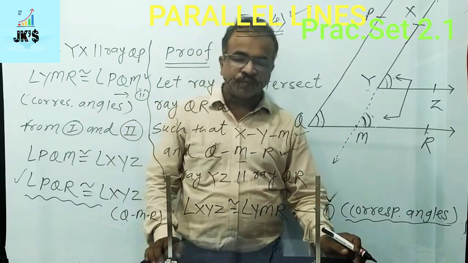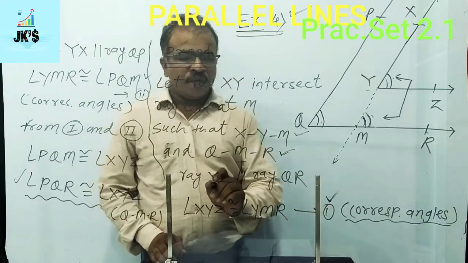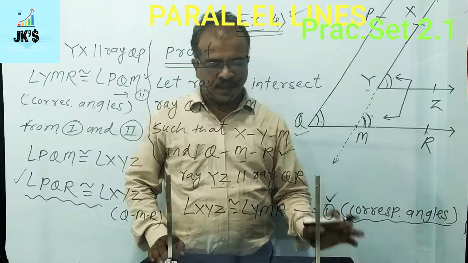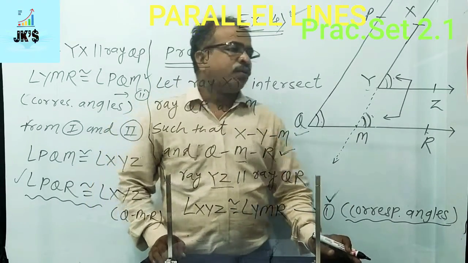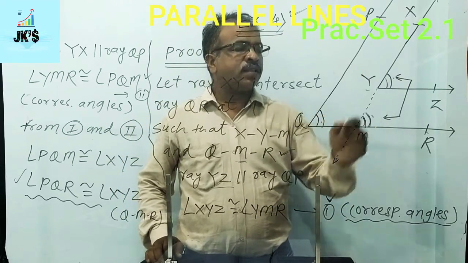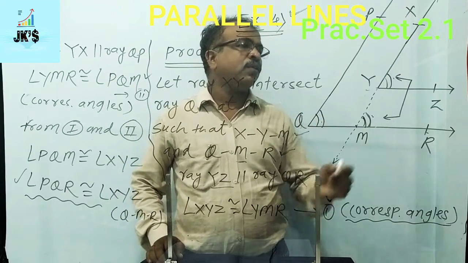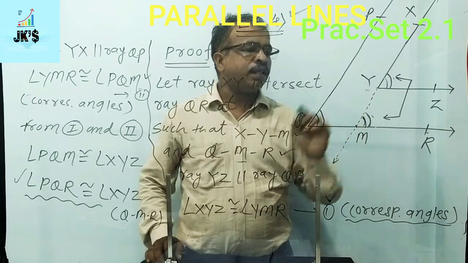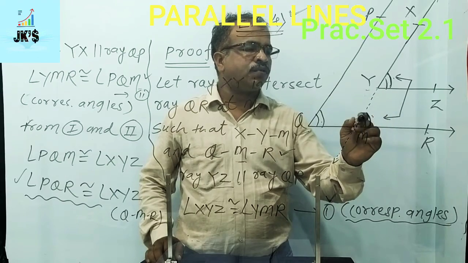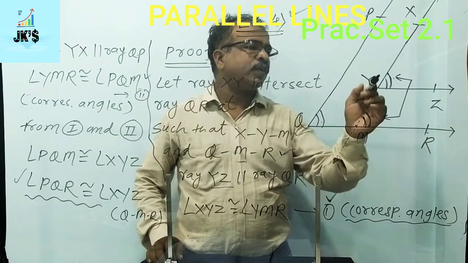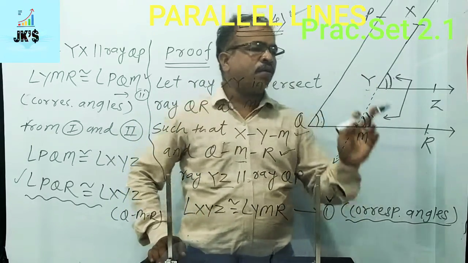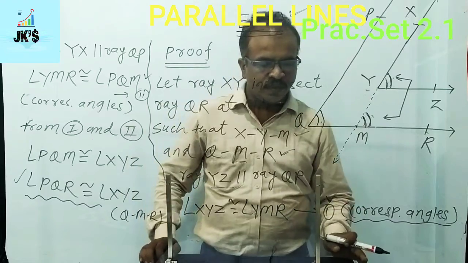So friends, ray YZ is parallel to ray QR, it is given. So we take XM as a transversal. So angle XYZ is congruent to this one angle YMR, corresponding angles. Angle XYZ is congruent to angle YMR.